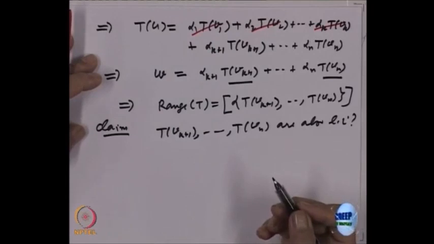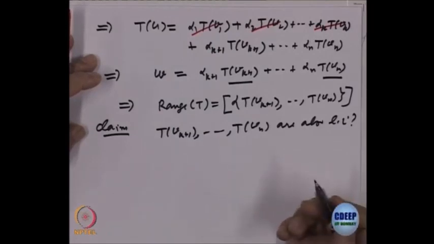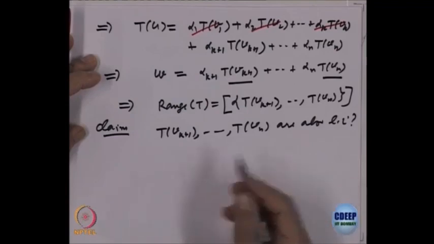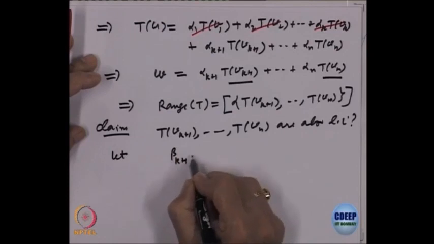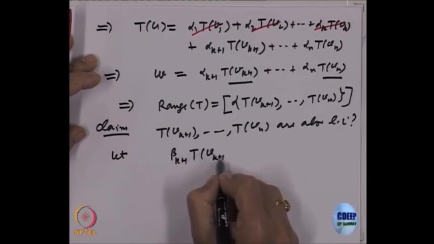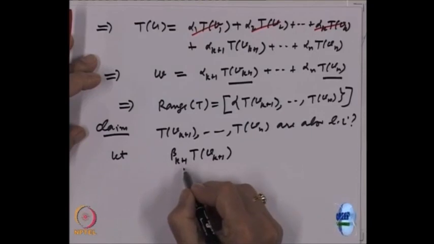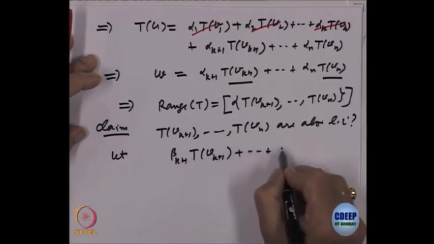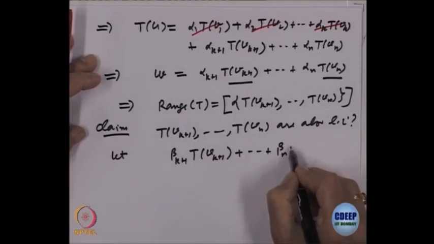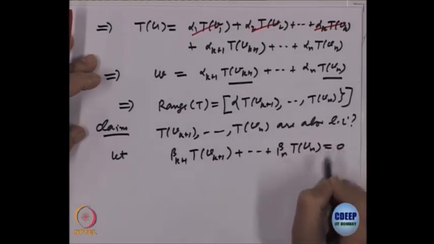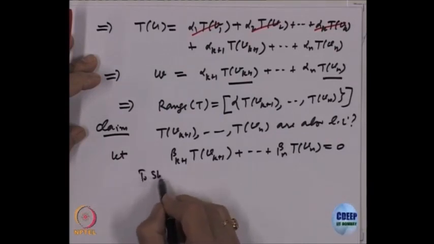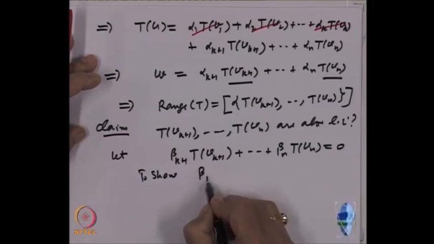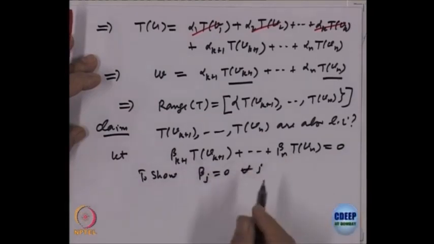So, how do we check they are linearly independent? Same way, a linear combination equal to 0 should imply all coefficients are 0. So, let us say beta k plus 1 T of V k plus 1, I am choosing purposefully the betas now, right, plus, they are arbitrary, beta n T of V n equal to 0. What is to be shown? To show beta j equal to 0 for every j, all these betas are 0, right.